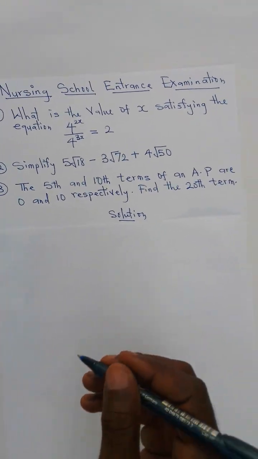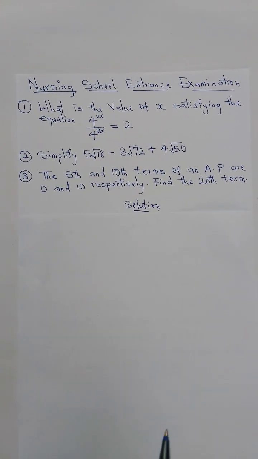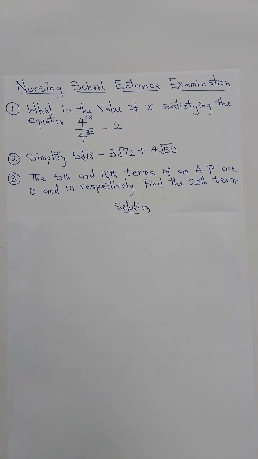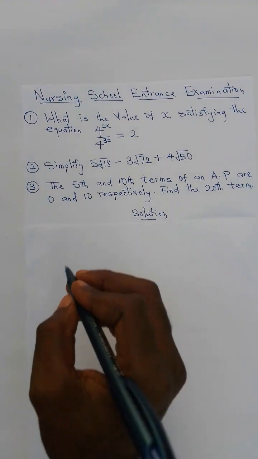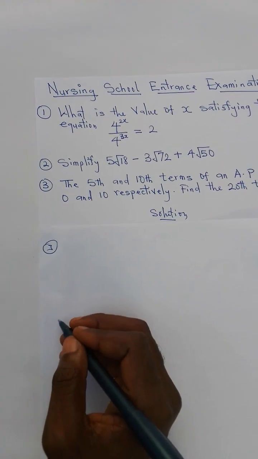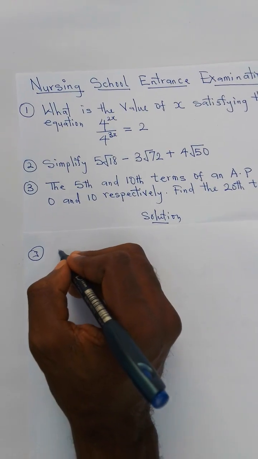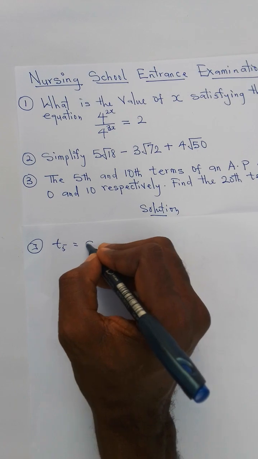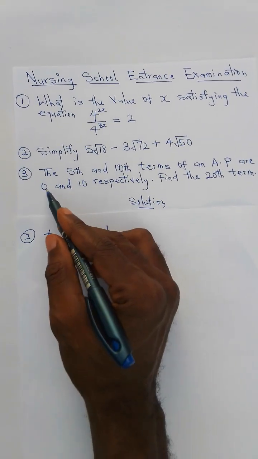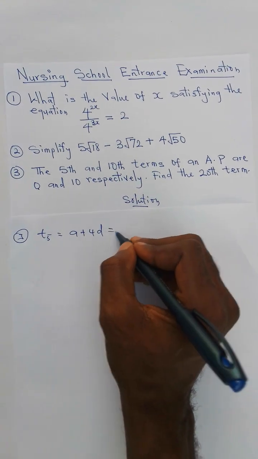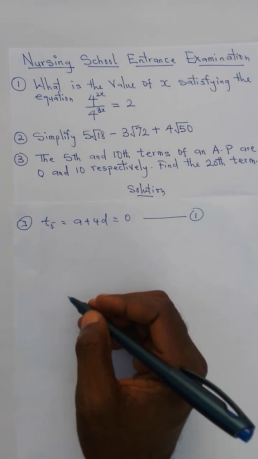Question 3 says that the 5th and the 10th term of an AP are 0 and 10 respectively. Find the 20th term. Now in here, let's say the 5th term. How do you write the 5th term of an AP? The 5th term of an AP is A plus 4D. And in the question it is equal to 0. So we equate it to 0. Let's call this equation 1. Then the 10th term.